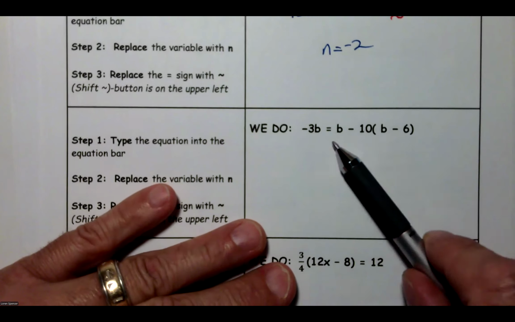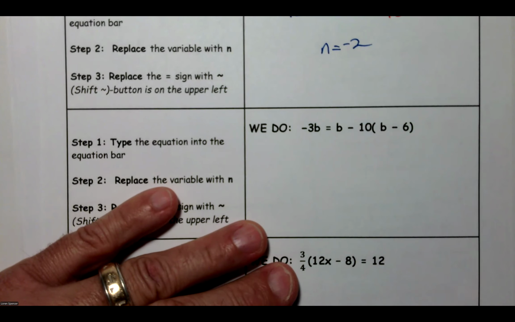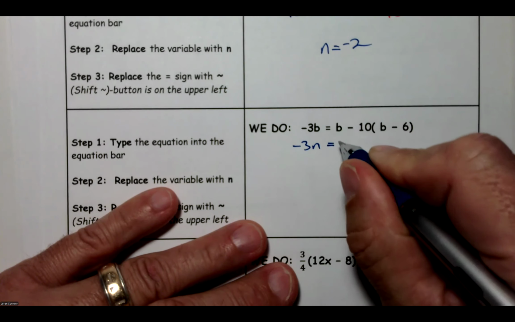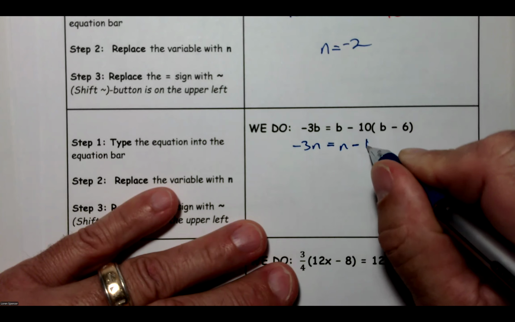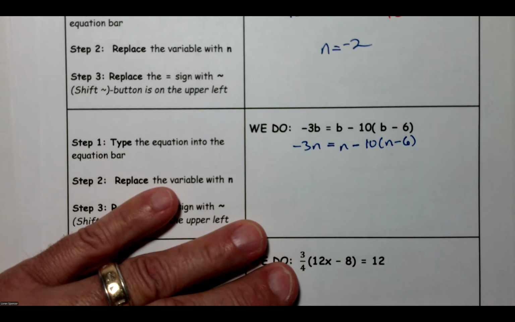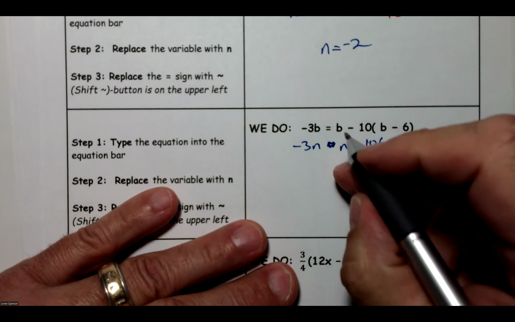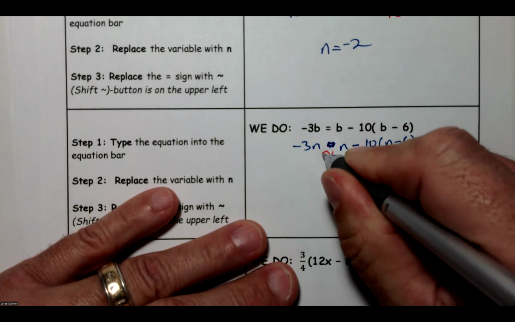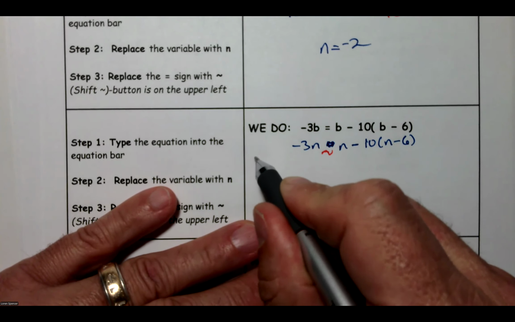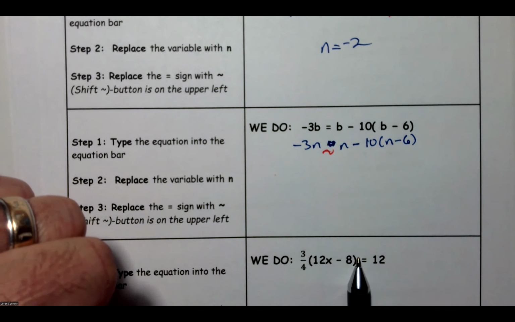All right, so here we have a b. Well, we can't have b's. We're going to have to change those into n's. So this becomes -3n equals n minus 10 n minus 6. Once again, we can't have equals. We have to use the tilde or the squiggle, all right, which is under the escape key. So shift plus that key will get you there. So we're going to switch back.